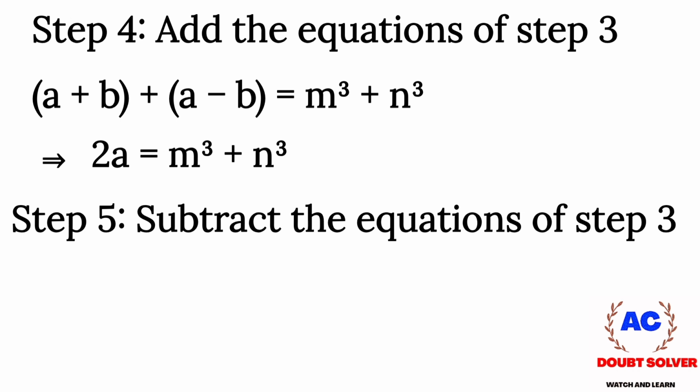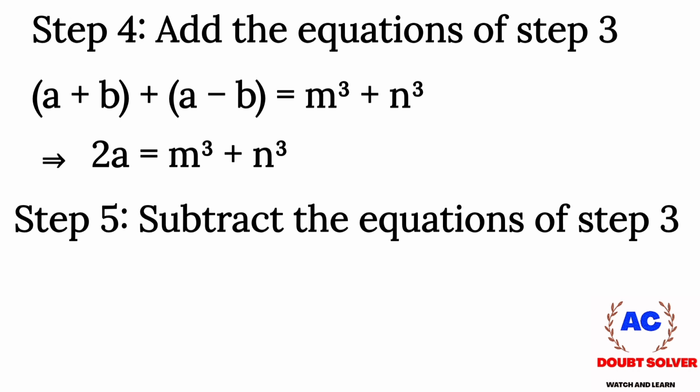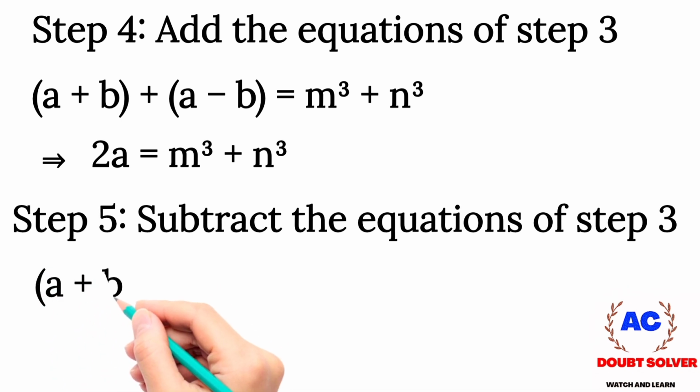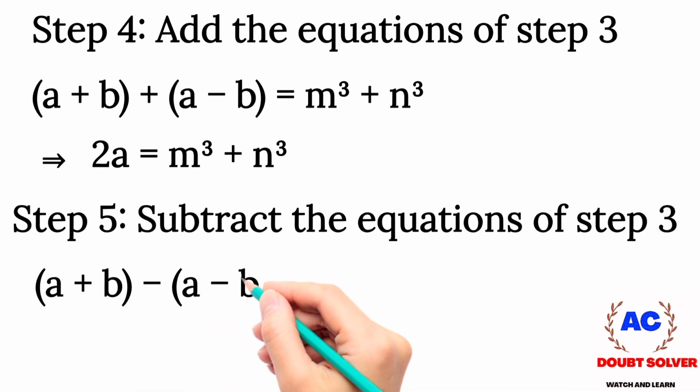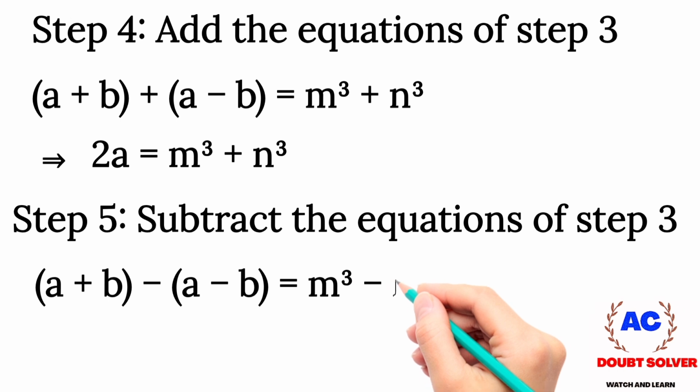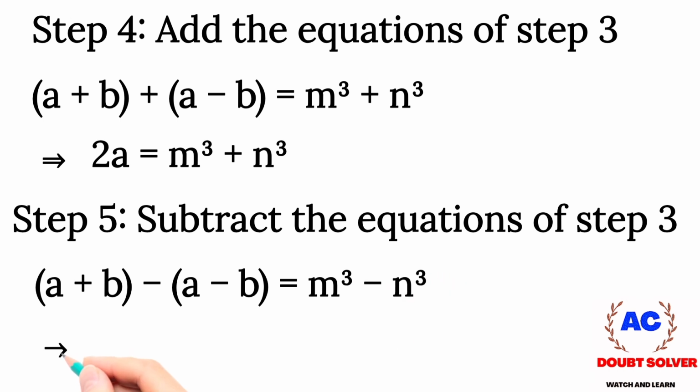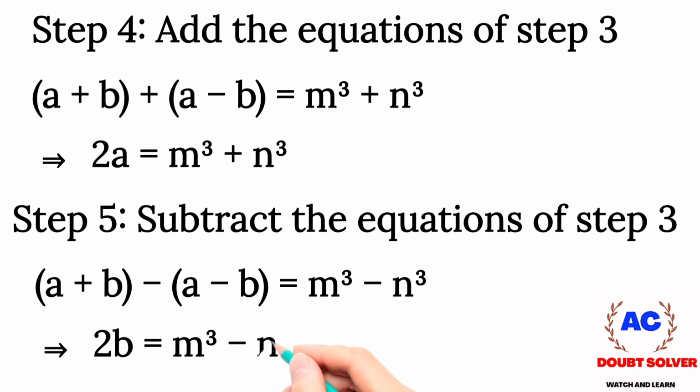Now the next step is to subtract the equations of step 3. So it is a plus b minus a minus b is equal to m cube minus n cube. So here plus a and minus a cancel. So b plus b is 2b. So 2b is equal to m cube minus n cube.